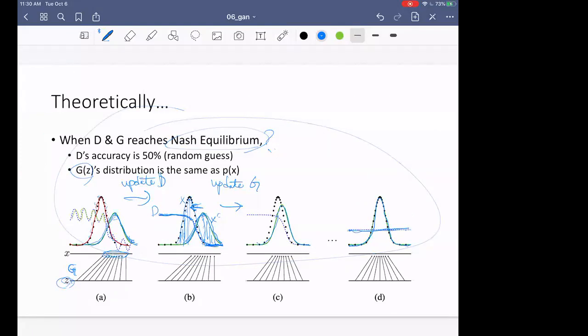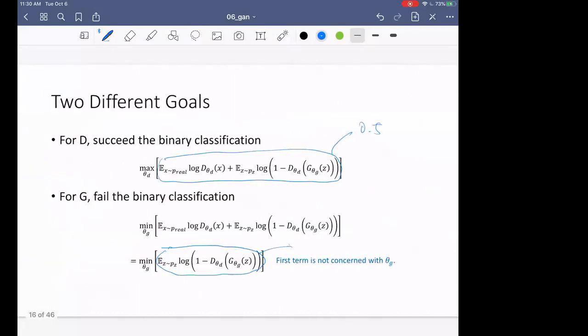So there's no guarantee that you've reached the Nash equilibrium just by looking at the accuracy of D. And conversely, just by looking at the loss term of G, just because this term is really low doesn't mean it has reached the optimal point, because maybe the discriminator hasn't learned to discriminate well between the real and the fake.